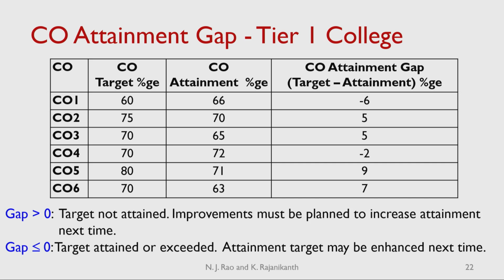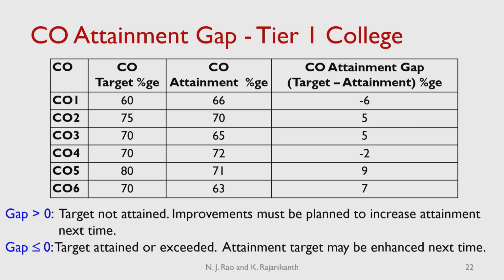For CO2, the target is 75%, but the attainment is only 70%. That means still there is a gap of 5%. The attainment of this CO has to be better the next time the course is offered to reduce the attainment gap. Similarly, for CO3, the gap is 5%. For CO4, it is minus 2, and so on.